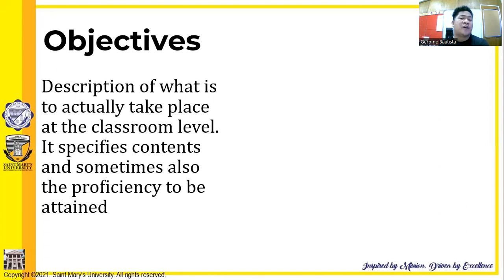Here, it is a description of what is to actually take place at the classroom level. Compared to goals and aims, which are so much broader, and there are so many things considered for these aims and goals to be achieved. For objectives, these are only set at the classroom level, at one session, at one period. Okay? It specifies contents and sometimes also the proficiency to be attained.